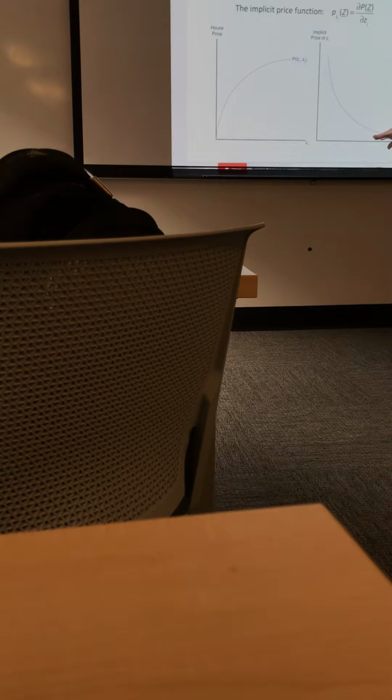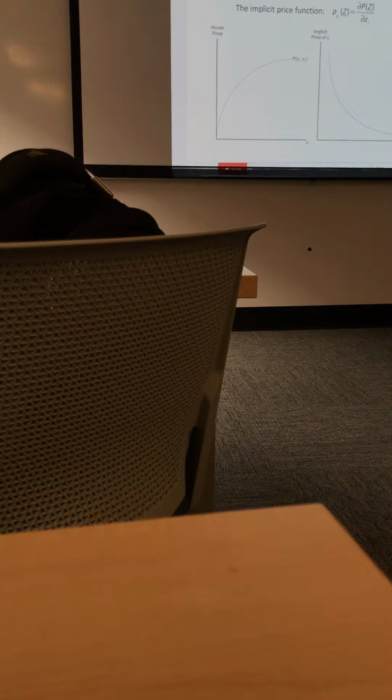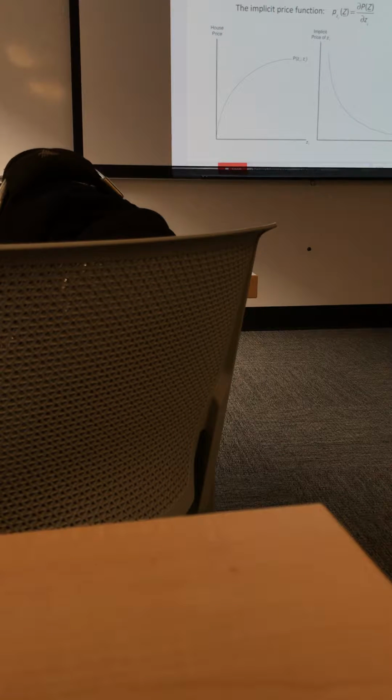So we plot that, and basically what we have is something that looks a lot like a demand curve. You're willing to give up a lot of other things in exchange for one unit of Z1. But by the time you've got a lot of Z1, you're not willing to give up very much to get more. Yeah? How is implicit price different from like marginal cost?